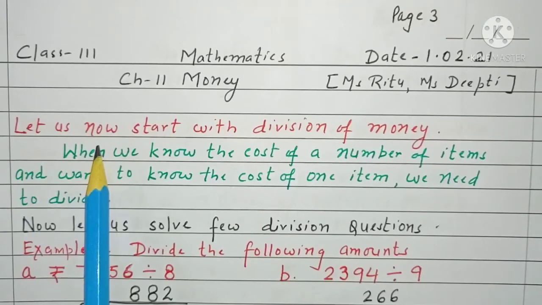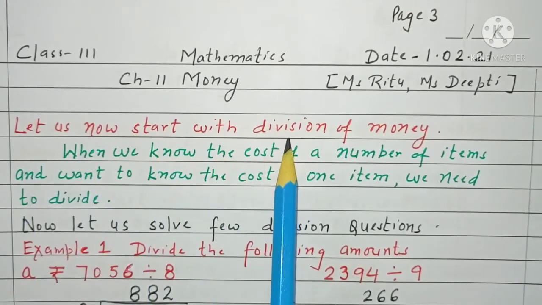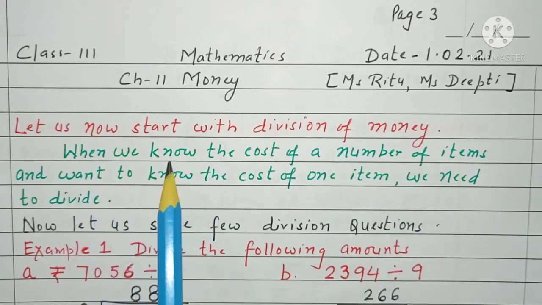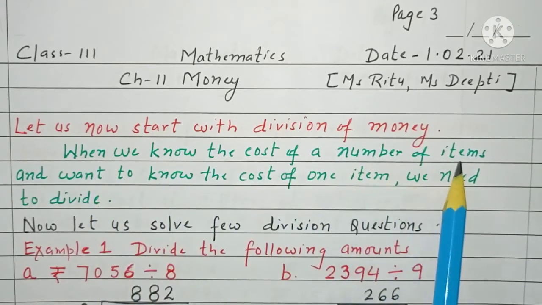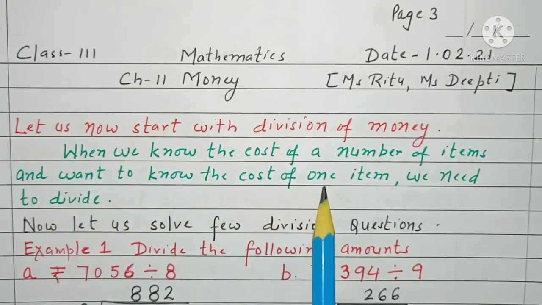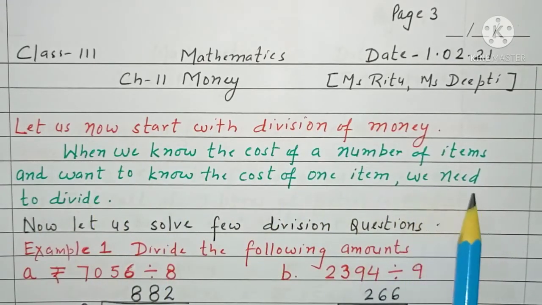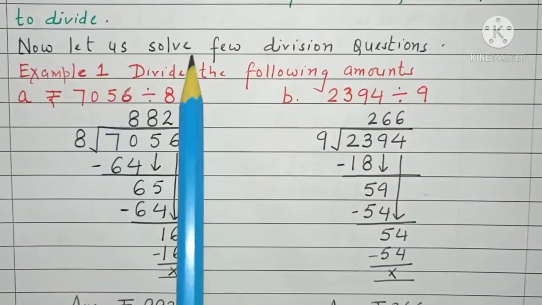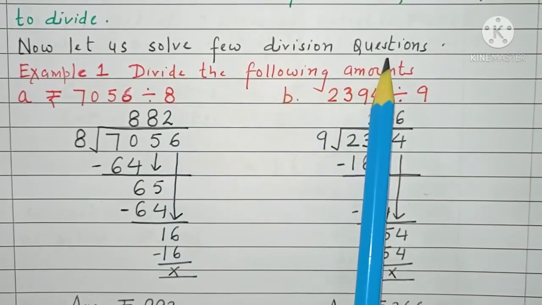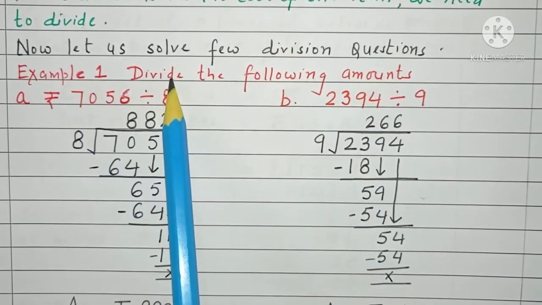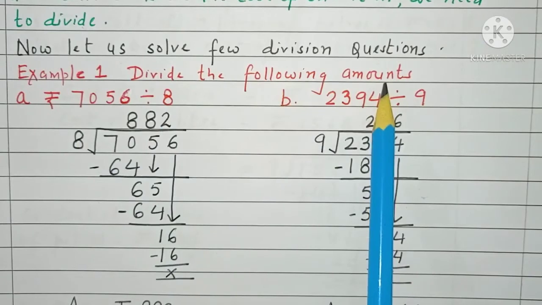Let us now start with division of money. When we know the cost of a number of items and want to know the cost of one item, we need to divide. Now, let us solve a few division questions. The first example is we have to divide the following amounts.